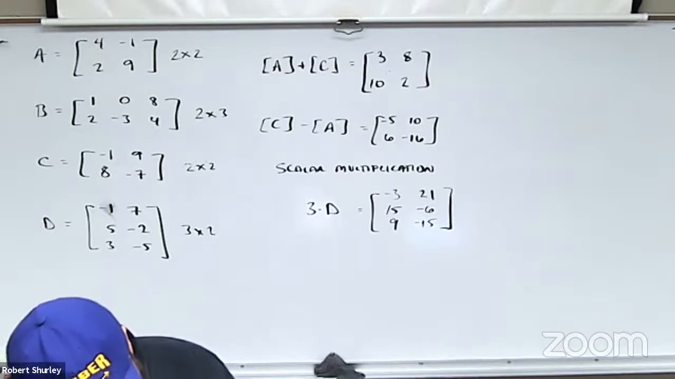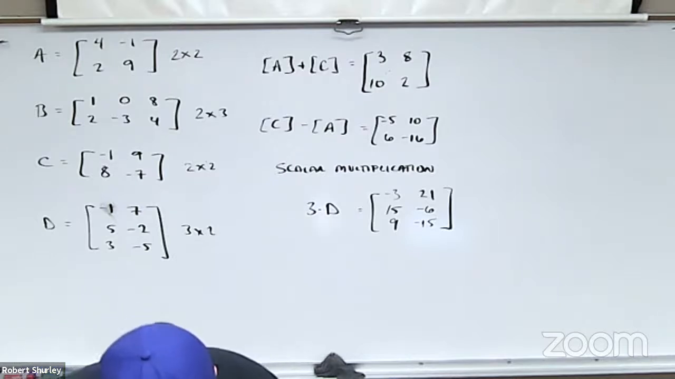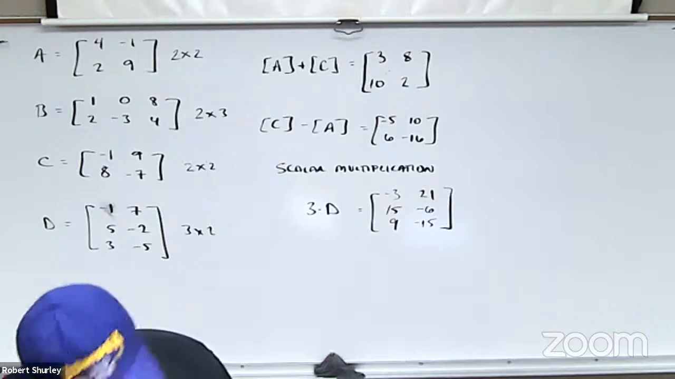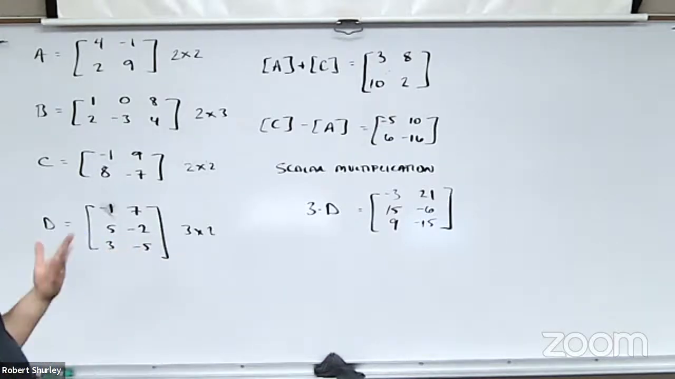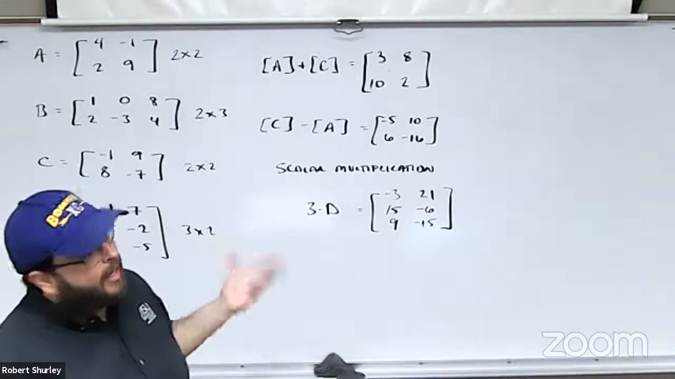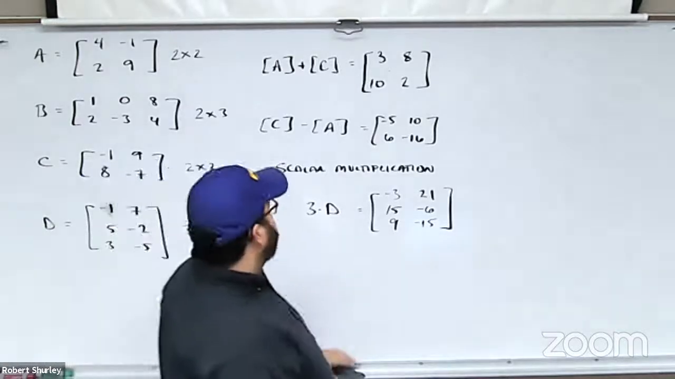Make sure we haven't missed anything. Yeah, it's pretty straightforward there. Let's go back to A and C that were the same order so we can combine the scalar multiplication and basic arithmetic.